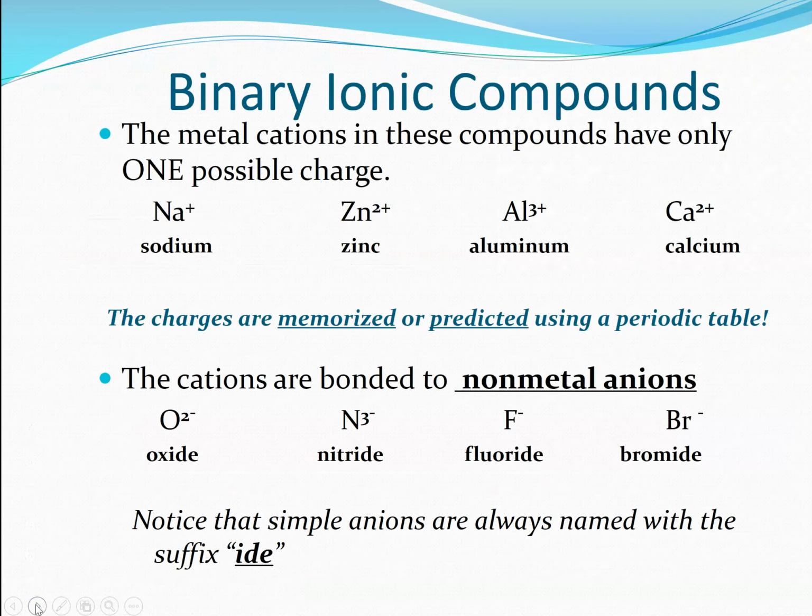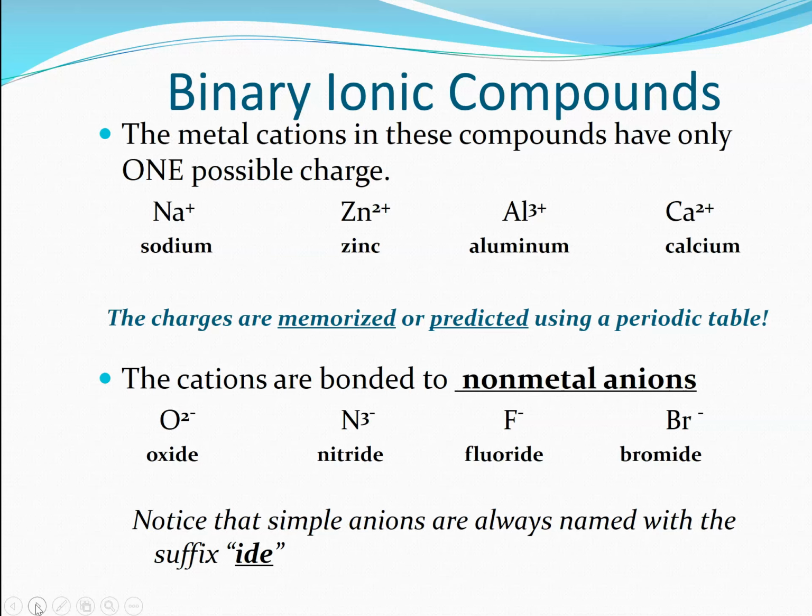All right, so let's keep on going here. It says binary ionic compounds. Again, we're talking about a compound that has 2 elements together. The metal cations in these compounds have only 1 possible charge. So sodium has a +1, zinc has a 2+, aluminum has a 3+, calcium has a 2+.